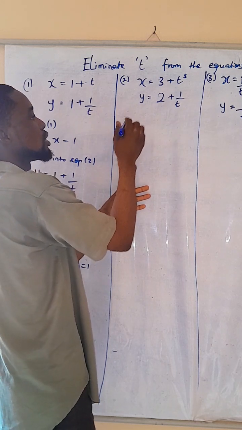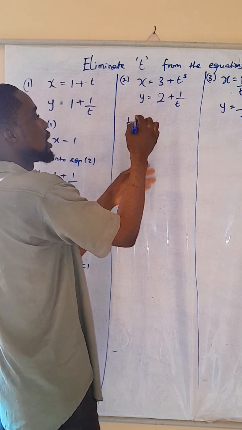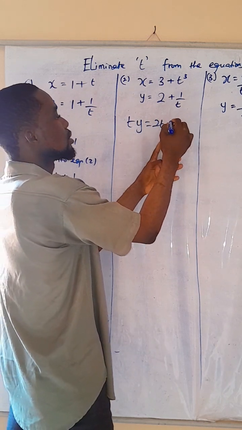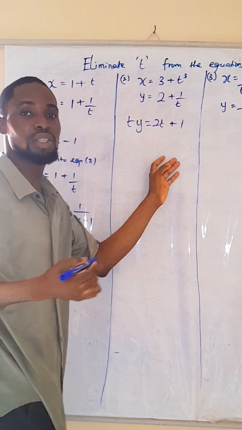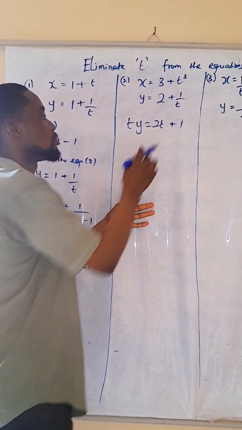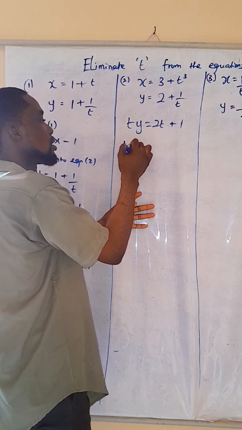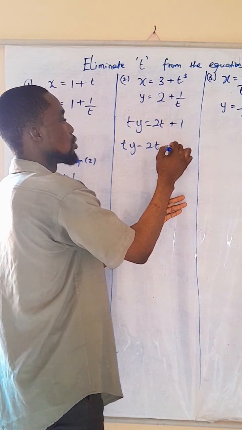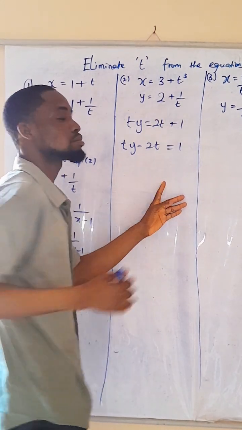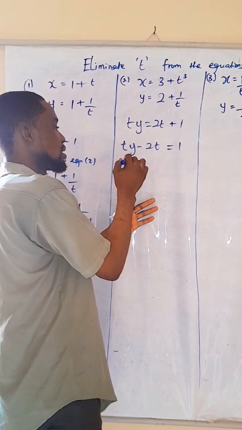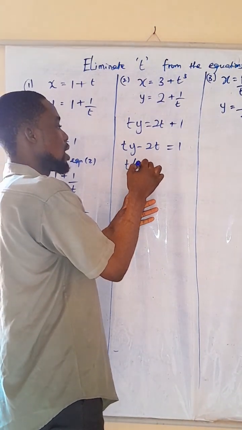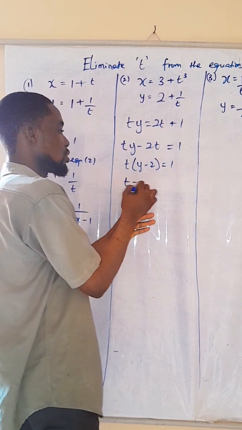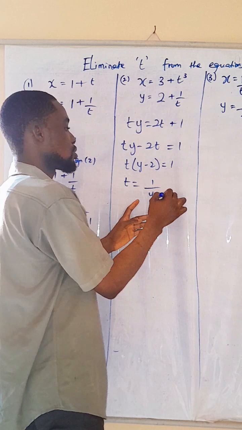So at this point, multiplying all by t, I have ty equals 2t plus 1, if you do that very well. At this point, bring this to the left, I have ty minus 2t equals 1. At this point, factorize t out. t into y minus 2 equals 1. So it means that t equals 1 over y minus 2.